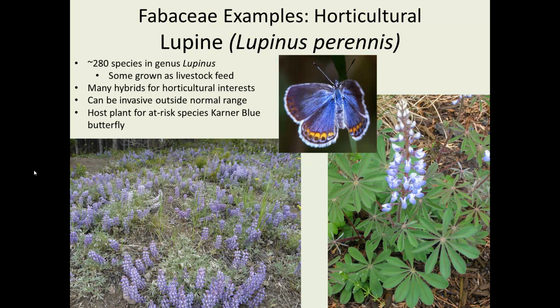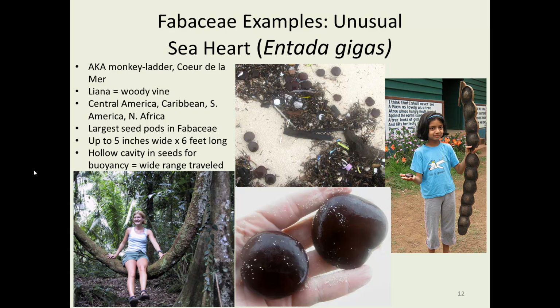And very important because there is an endangered butterfly species called the Karner blue that will only use lupins as its host plant for the mother to lay eggs on, for the caterpillar to eat. So the reduction in the natural range of lupins nationwide has led to the reduction in this little butterfly population.